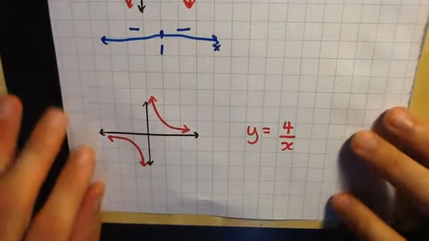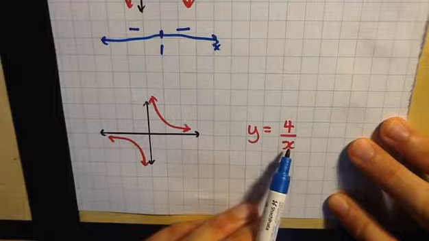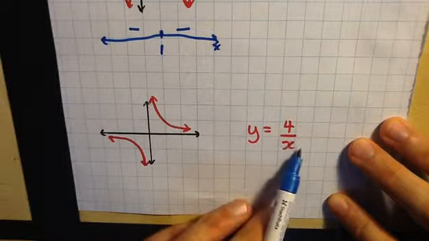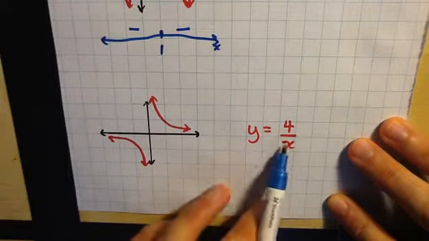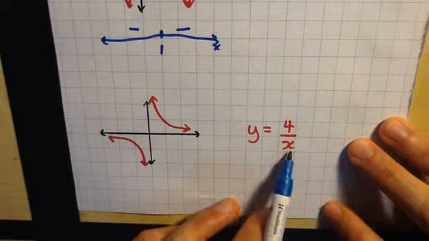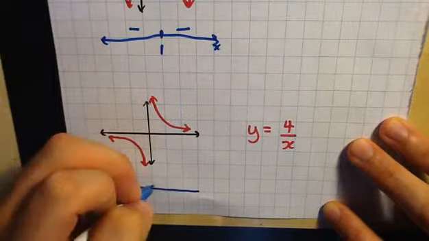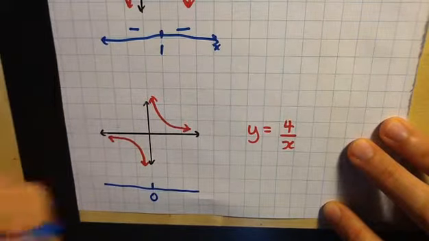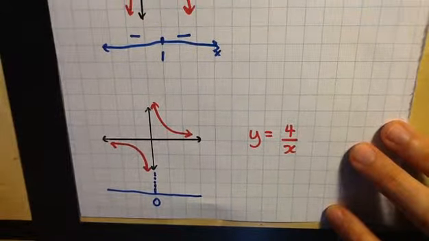Let's take a look at this last one here, y equals 4 over x. You can see that if x was 0, this function would be undefined, wouldn't it? So at x equals 0, we have an asymptote. Whilst it doesn't cross the x-axis anywhere, we know that at x equals 0, it's an asymptote. And so I put a little dotted line here to represent an asymptote.